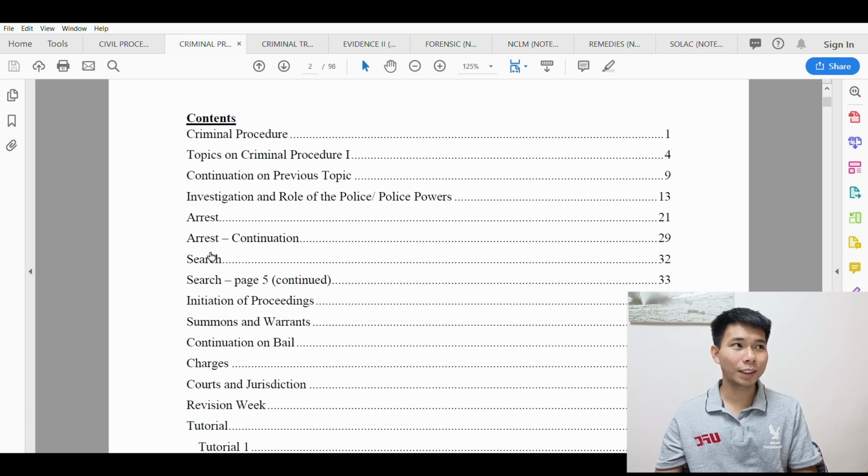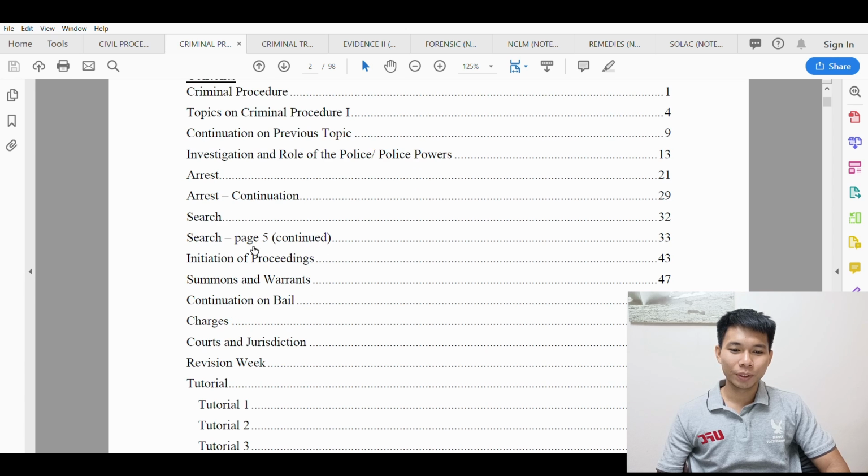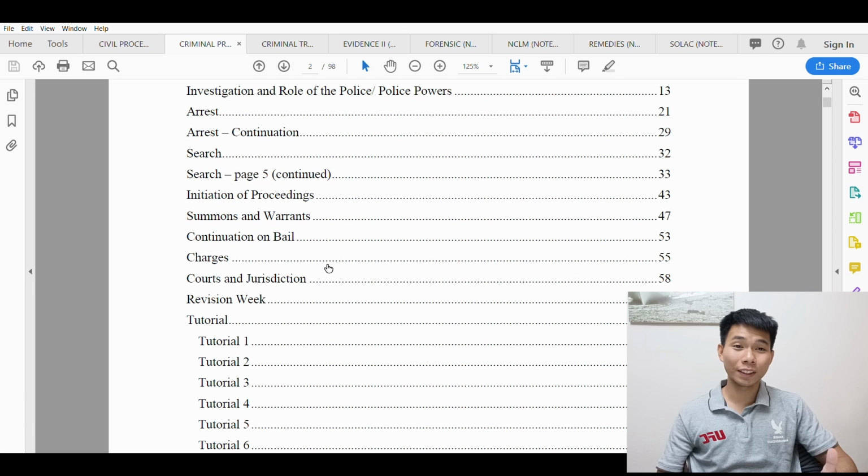There will be arrests where you need to have a warrant. There are arrests where you don't need a warrant. It depends if it's seizable and bailable. And then there's also initiation of proceedings, like filing a complaint, getting the public prosecutor to start the case and stuff. Summons and warrants, there are differences between them. Summons is just to appear in court, but warrants is somehow related to a crime which is more grave as compared to summons.